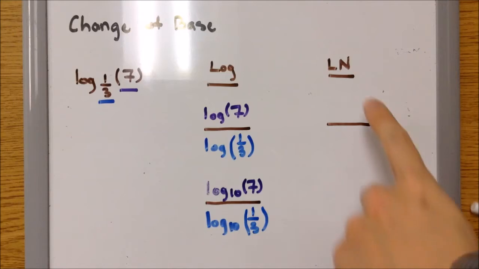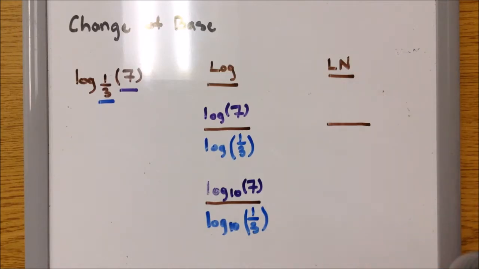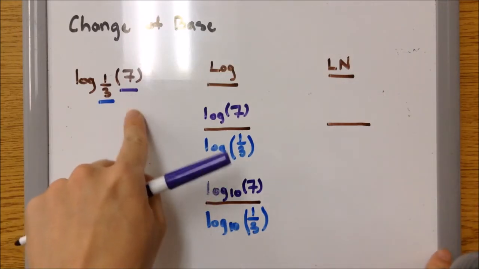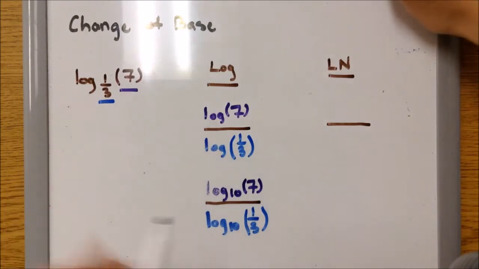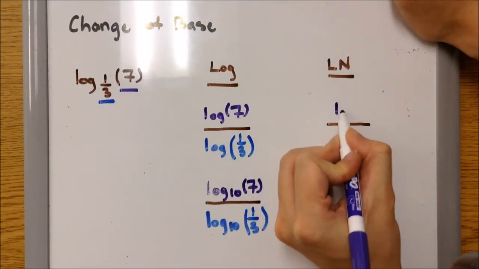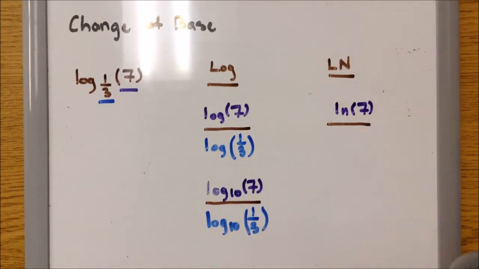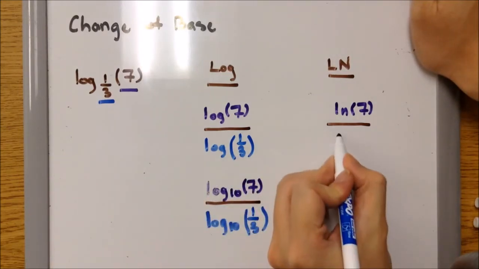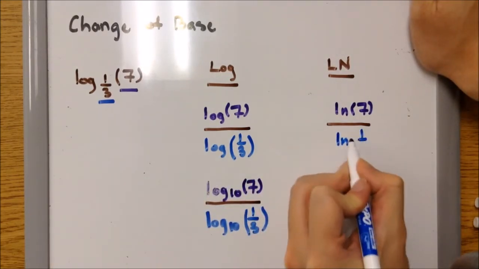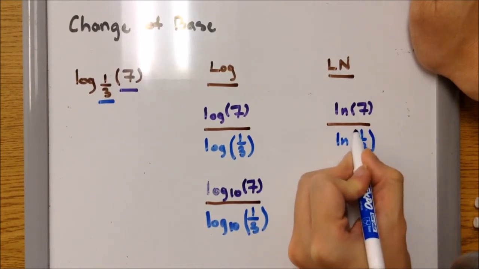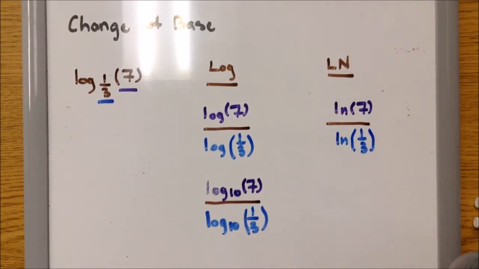Now for natural log ln, it's the same thing. Whatever is inside the parenthesis of log, it would just be ln of 7 divided by whatever the base is for the example. So 1/3. So ln of 1/3. So that's all it is.